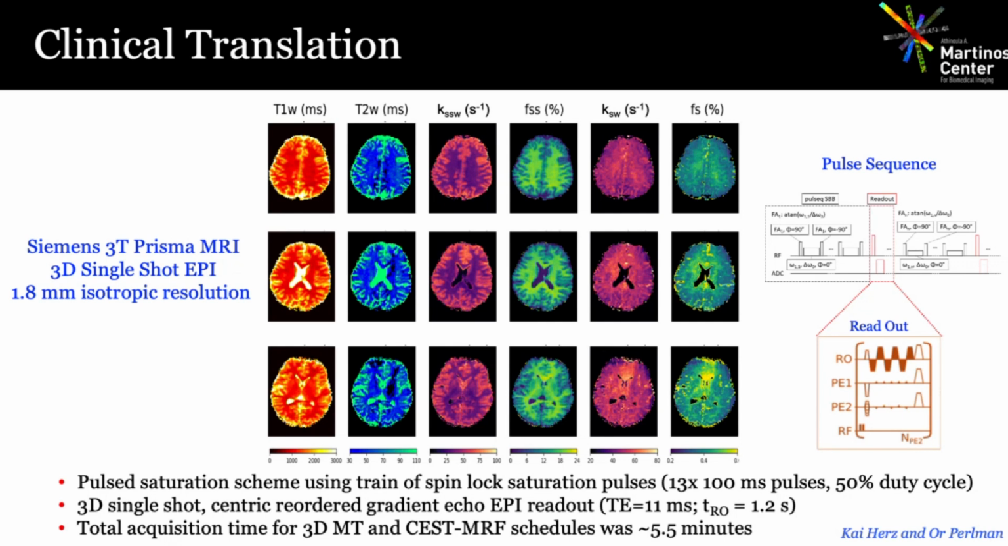If we acquire both the MT and the CEST schedules, that was about 5.5 minutes. Now we also have to acquire a T1 and a T2 map and a B0 and a B1 map. So all told, you're talking about 11 minutes. That's kind of on the upper end of what someone's going to tolerate for clinical scans. So we really need to be able to do better and bring these acquisition times down, ideally.